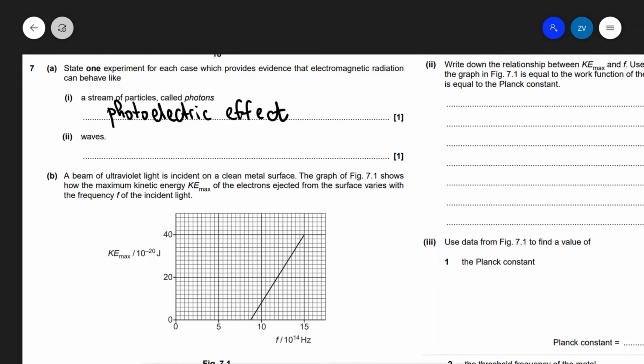We should write the photoelectric effect and state another experiment for each case which can provide evidence that EM radiation can behave like waves. For instance, Young's double slit, which of course showcases interference, which is a purely wave-like property.